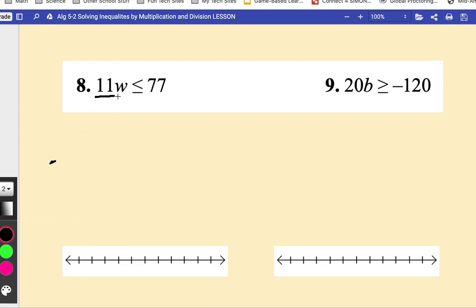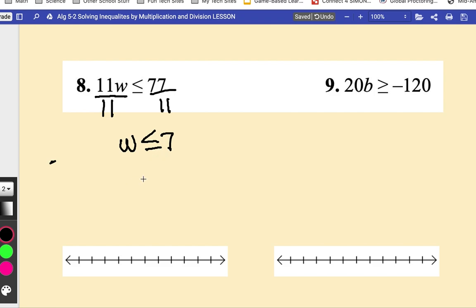So we're going to divide this side by 11 to get the coefficient to be 1, which is what we want. And whatever you do to one side, it's that whole balanced equation thing, you're going to do to the other side. So we're going to go 77 divided by 11, and that's going to give us 7. And then you get W is less than or equal to 7.